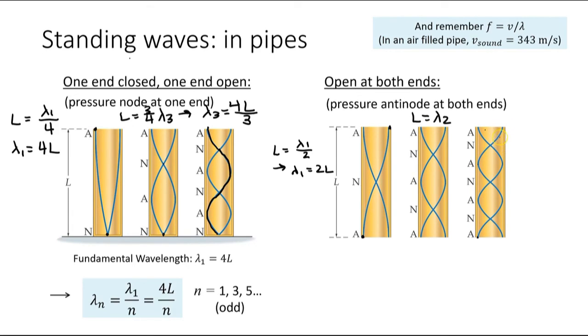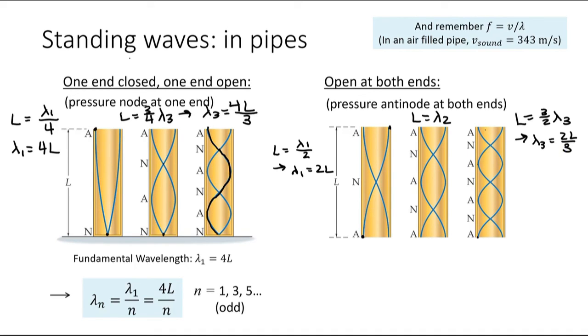So here we get 1.5 wavelengths, or in other words, 3/2 of a wavelength. Okay, and so then we get L equal to 3/2 of a wavelength. I'll call it the wavelength of the third harmonic, lambda 3. And so then you can see here that lambda 3 is equal to 2L divided by 3.